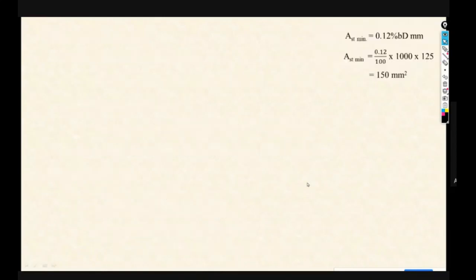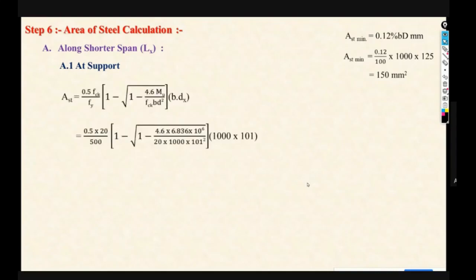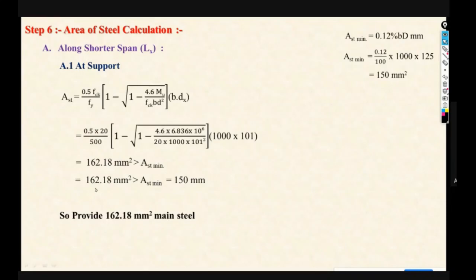Now after that, calculate reinforcement. Here we have to calculate the reinforcement at mid span as well as at the support in shorter span and longer span, and we have different bending moments. So at support, first bending moment is 6.86. Okay, Ast is 162, and the minimum area of steel as per IS code is 0.12%, that is 150 mm square. So 162 is greater than 150. Okay, so we can go with this reinforcement 162.